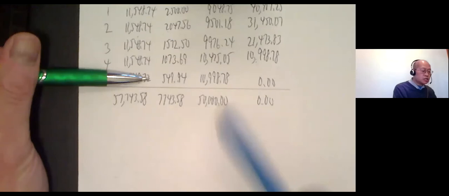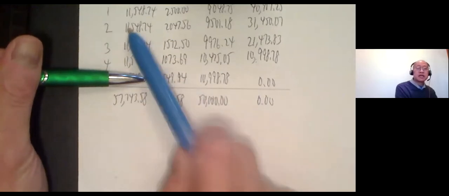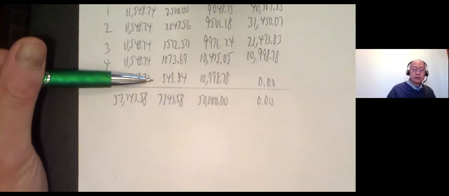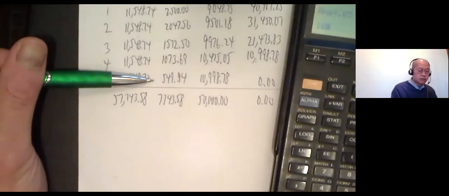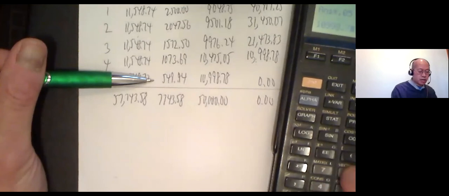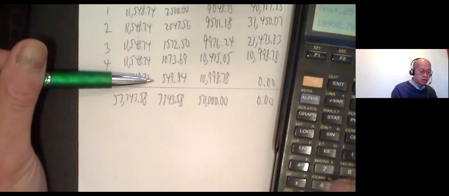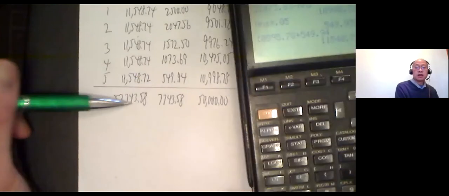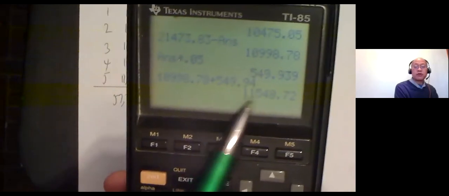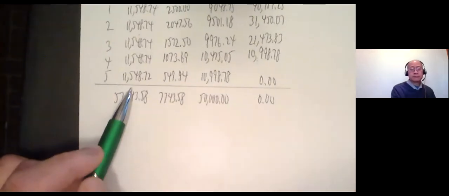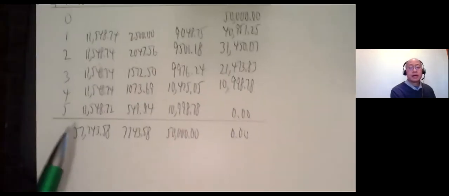Now I add these two numbers up. Remember, it's this minus this is this. So if I'm going backwards, then you add. So now I add 10,998.78 plus 549.94. So 11,548.72. So the last payment, I got to save 2 cents. And there we are. And then the totals are easy.